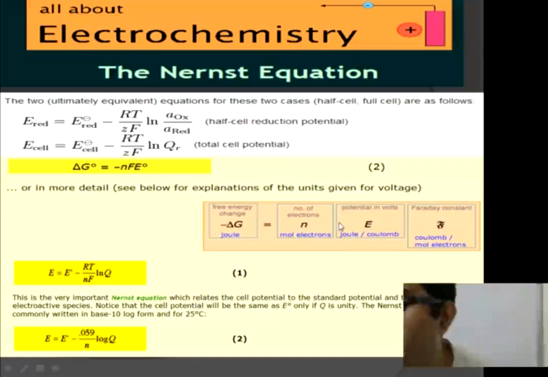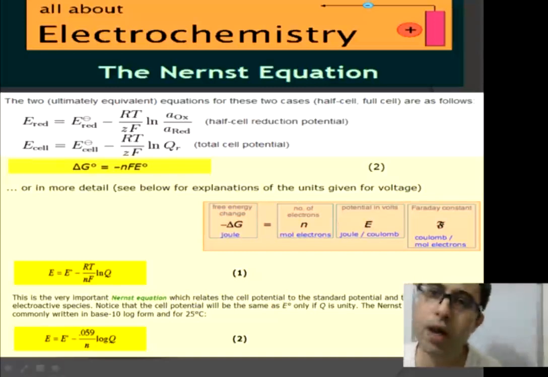Okay, I will just solve some problems. Let's move on to another topic, a subchapter, the Nernst equation. We talked about how to calculate the reduction potential. Now we'll correlate this reduction potential to the free energy.